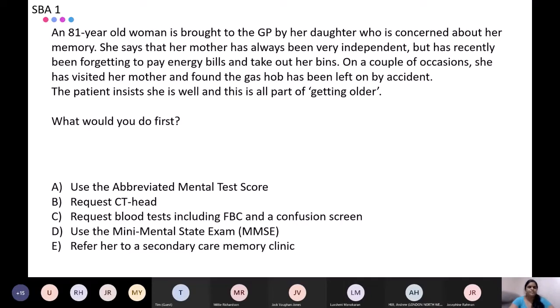Cool. So we'll start off with an SVA here. I'll open the poll, and I'll read out the question as well. Got an 81-year-old woman who's brought to the GP by her daughter who's concerned about her memory. She says that her mother has always been very independent, but has recently been forgetting to pay the energy bills and take out her bins. On a couple of occasions, she has visited her mother, has found the gas hob has been left on by accident, and the patient insists she is well, and this is just part of getting old. What would you do first?